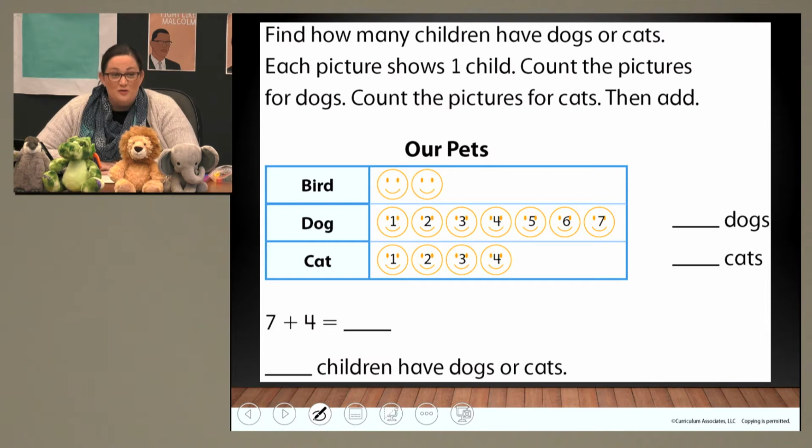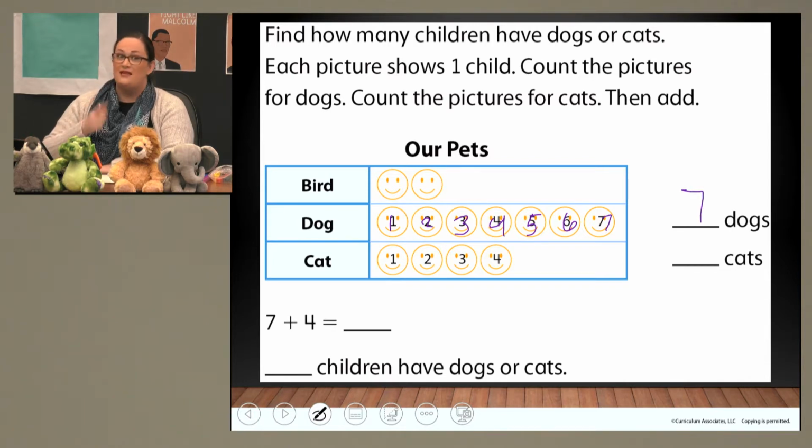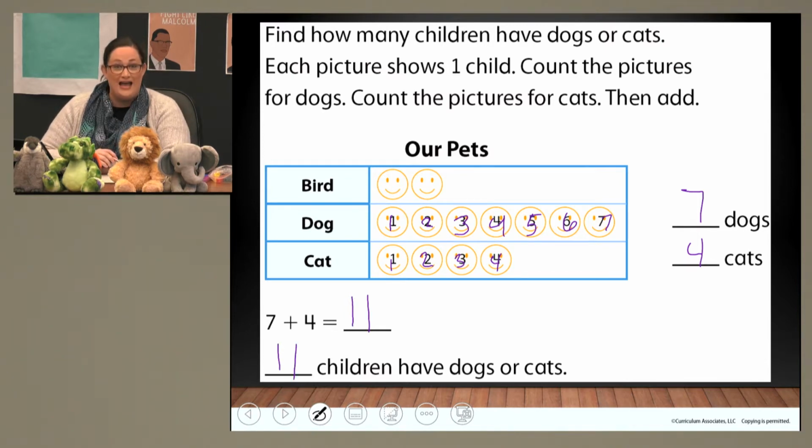So let's go through and see what they did and see if it matches what we did. It says, find how many children have dogs or cats. Each picture shows 1 child. Count the pictures for the dogs. We're gonna check our work and see. Are you ready? Let's count it. 1, 2, 3, 4, 5, 6, 7. 7 dogs. That's what we said. 1, 2, 3, 4 cats. That's what we said. And look, they did 7 plus 4. And what's 7 plus 4? It's 11. 11 children have dogs or cats.